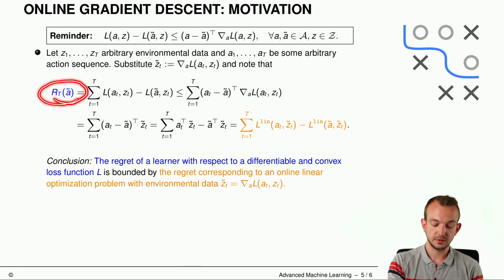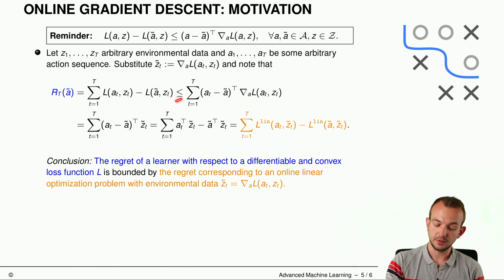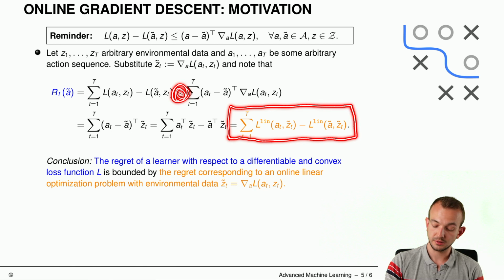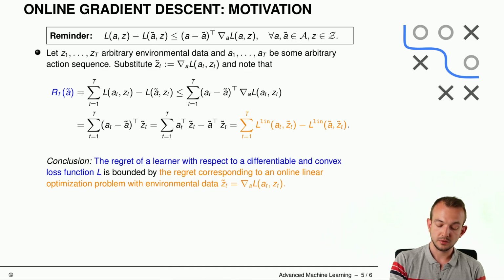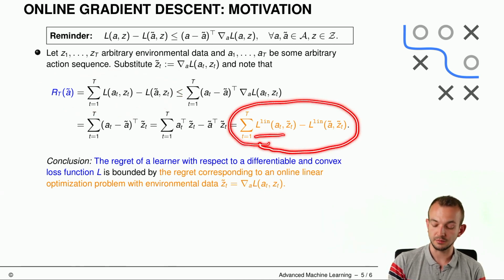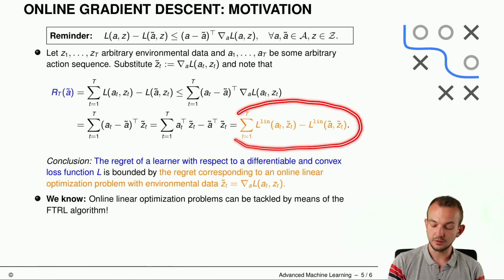So we have this regret upper bound. We measure the regret with respect to some competing action A tilde with our target loss function, which is convex and differentiable. And this is always bounded by the regret of the same online learning algorithm, but now with the linear loss function as the upper bounding loss function, and another environmental data point, so a substitution for the environmental data point. So essentially we have gone from a convex problem to, well, still a convex problem, but now also a linear problem, where we have this linear loss function. And luckily, we know how to deal with an online linear optimization problem.